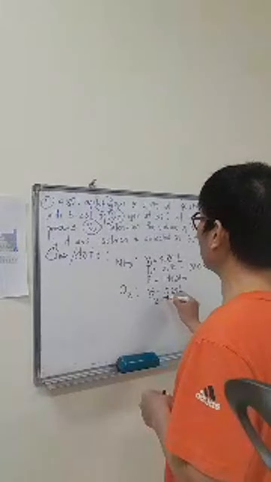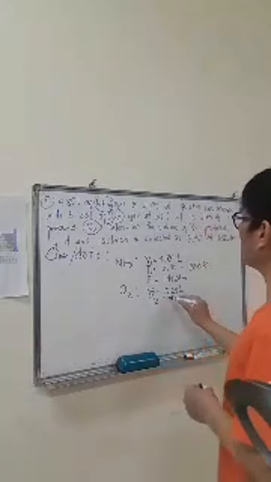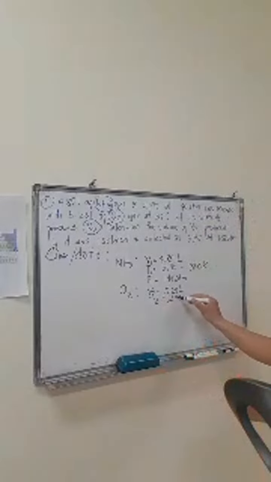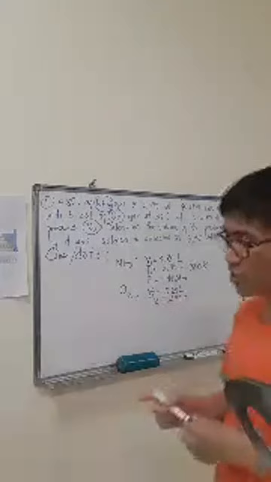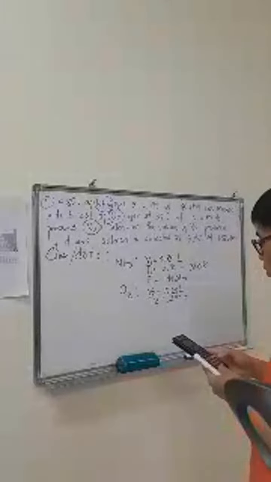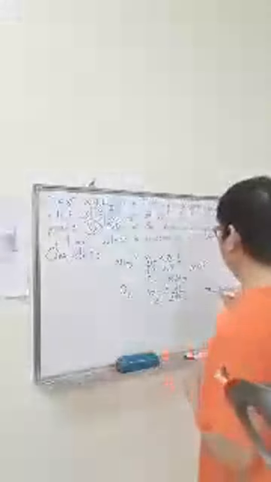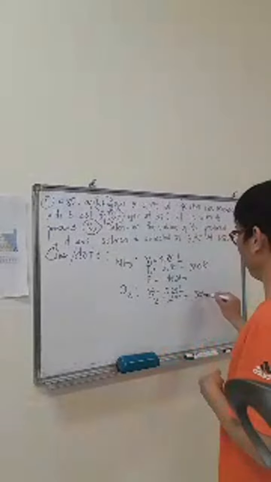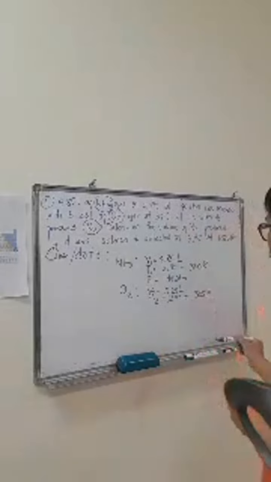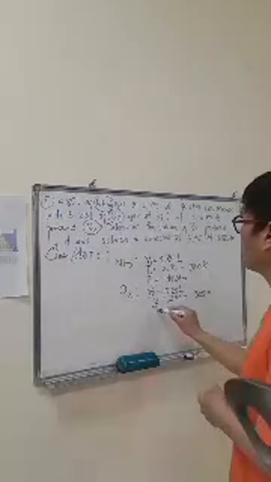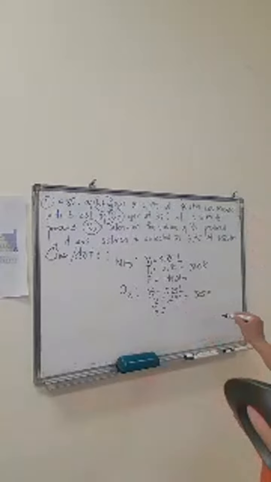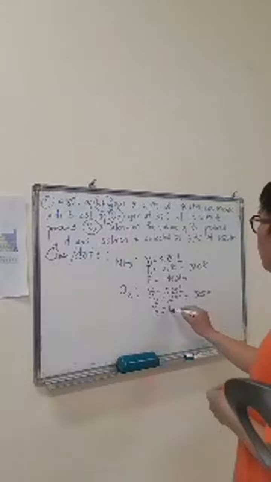The temperature is 32 degrees Celsius. Converting that to Kelvin, I have to use the calculator: 32 plus 273 is equal to 305 Kelvin. And the pressure of the oxygen is 1.6 atmosphere.